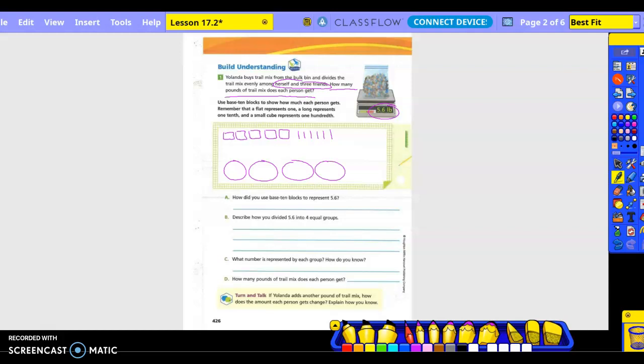Okay. Do I have enough flats to go into every one of those? Yes. I have 5, and I have how many circles? 4. So 1, 2, 3, 4. So I used 4 of those. Now, I have one more flat. Do I have enough of that to go in every circle? No. So now I need to cross that out and make how many more longs? 10.